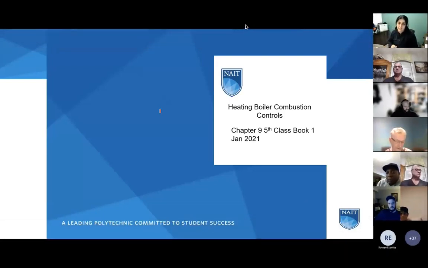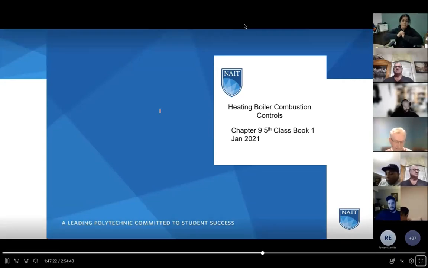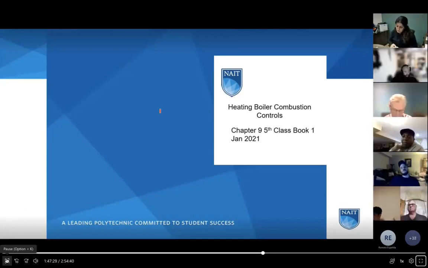So 8 was a little shorter. 7 was a longish one. 8 was a little shorter. 9 is not too bad, and then 10 will be pretty quick.